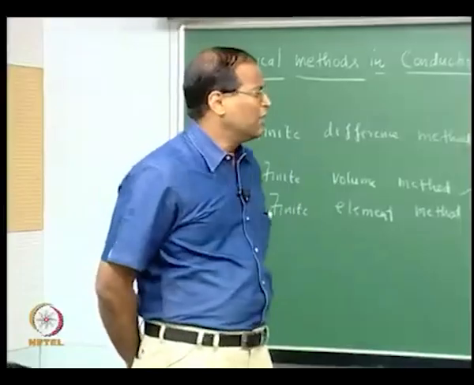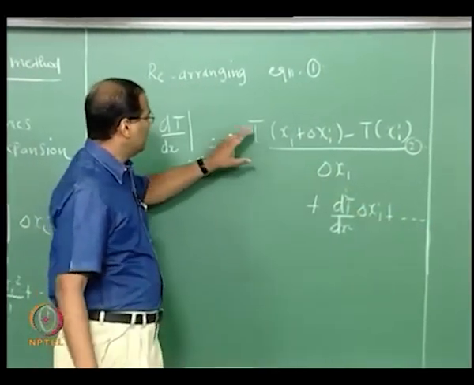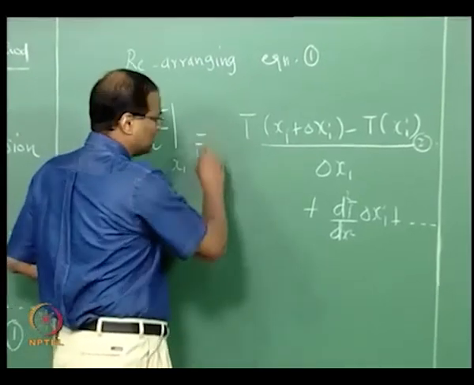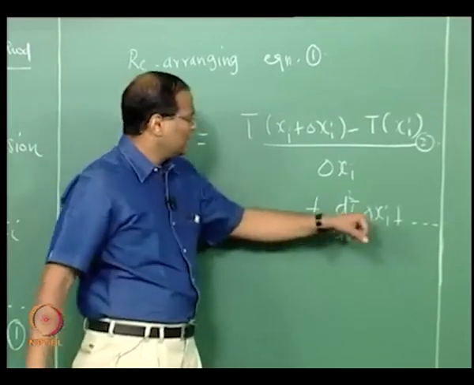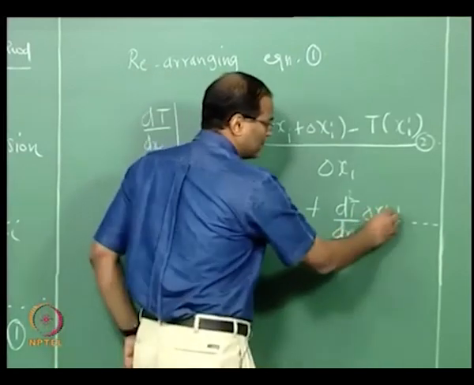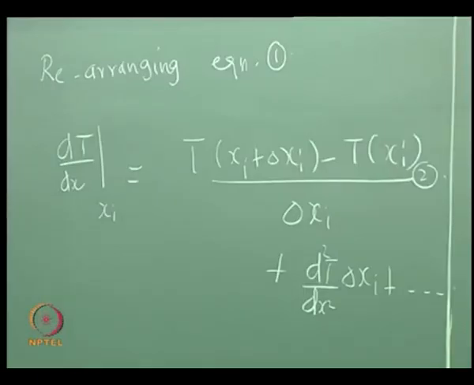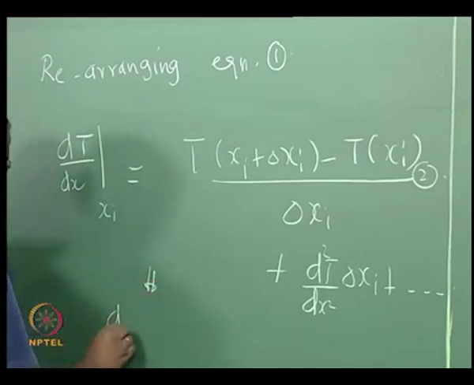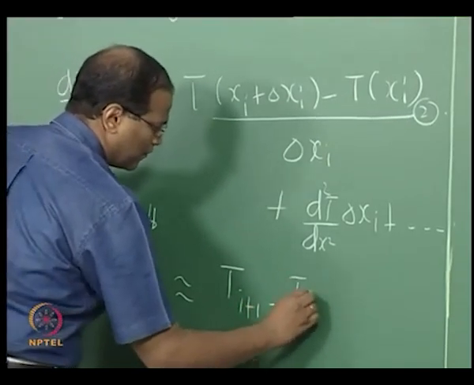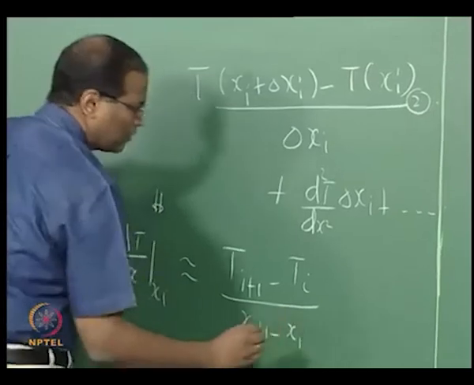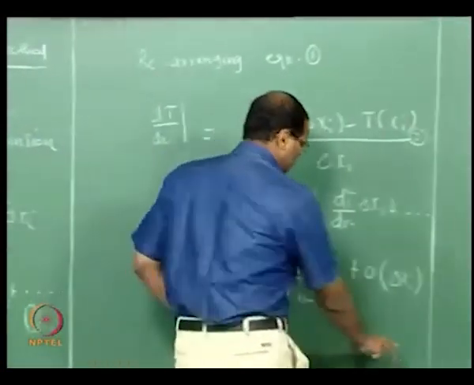The key point here is you are anyway neglecting the higher order terms. If you say that dT by dx is approximately this, then this will be the order of the error associated with the truncation. So the order of the error is directly proportional to delta xi. Since it is proportional to delta xi to the power of 1, it is called a first order accurate scheme. Therefore now if you write like this, now I say dT by dx is not 0, it is order of.